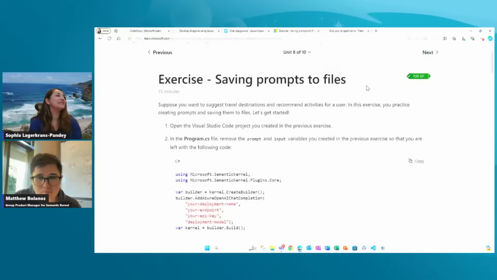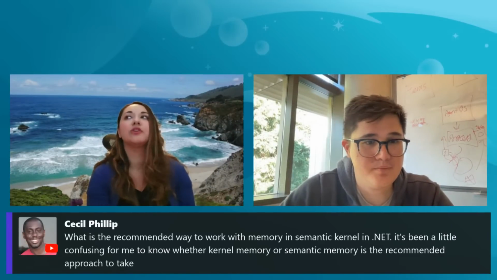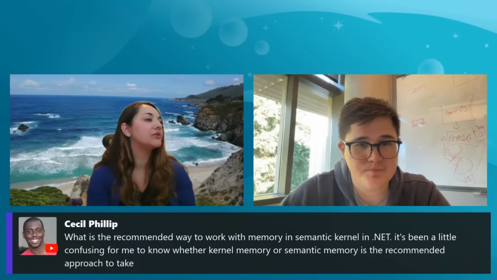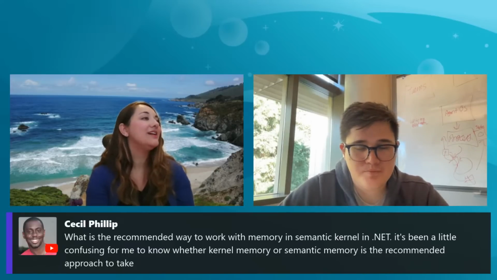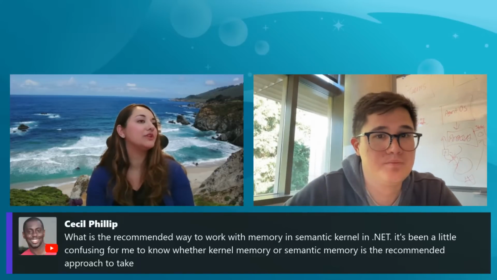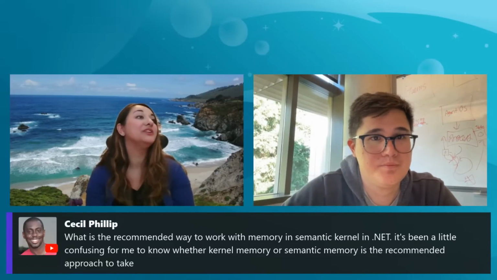Perfect. Thank you, Matthew. Thanks for walking through that. I do see we have a question if we want to pause for that for one second, because the next piece will just be walking through the exercise that you have from the saving prompts to files as well. So there's a question of what is the recommended way to work with memory in Semantic Kernel and .NET? It's been a little confusing for me to know whether Kernel Memory or Semantic Memory is the recommended approach to take. It's a really great question.